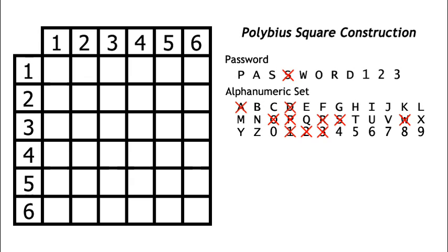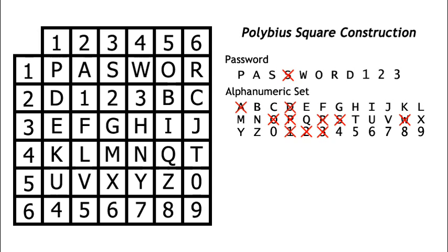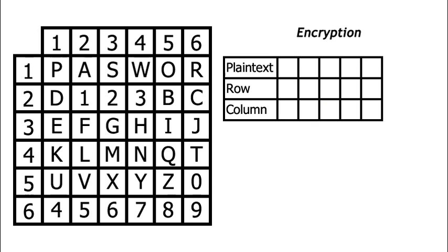When we're done, it looks like this. We then take the letters that we haven't crossed off over to our box, starting with the password letters, then the alphanumeric letters. Now we need some working out space for our encryption, a plain text row, and two rows for the coordinates of each of the letters. I'm going to demonstrate this by encoding something simple, so a short word like hello will do.